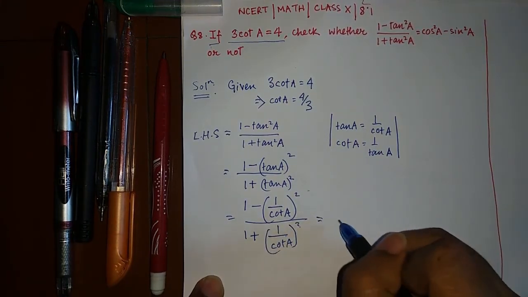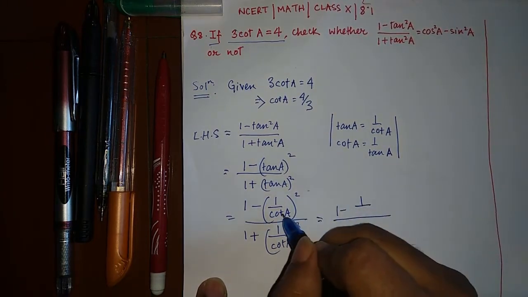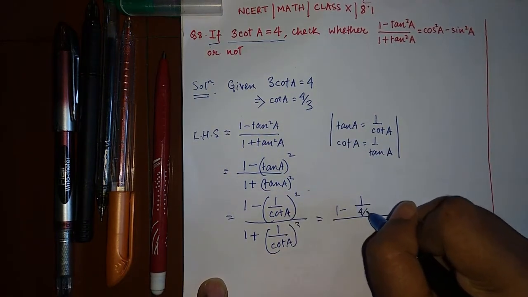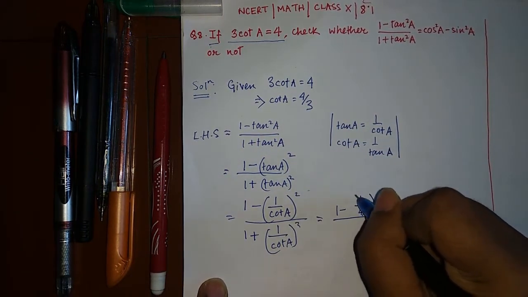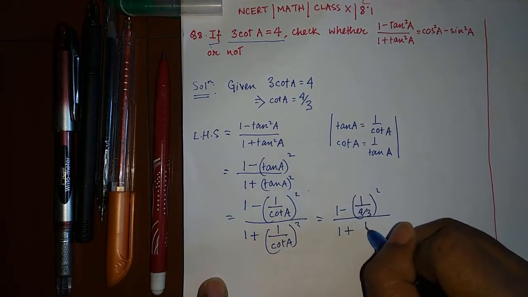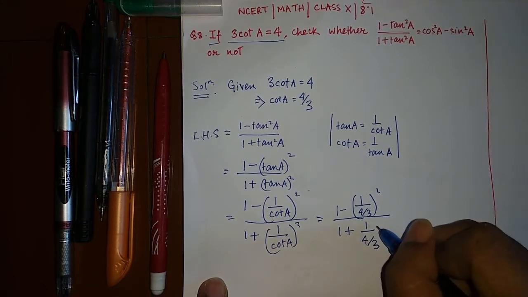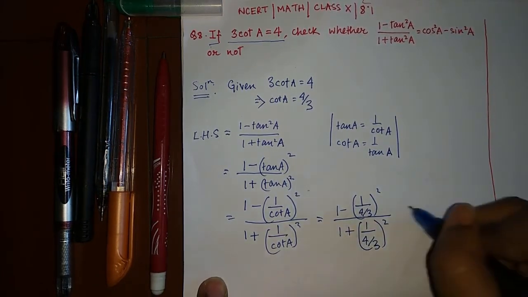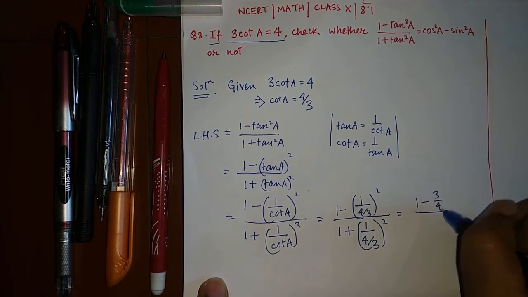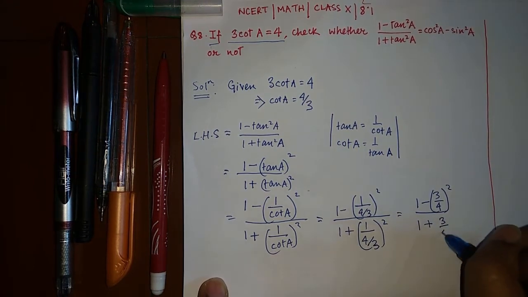Now you just need to plug in the values of cot A here. 1 minus 1 by, what is the value of cot A? It's 4 by 3. So (4 by 3) whole squared because of this. And similarly, do the same thing for the denominator, (4 by 3) whole square. Simplify this term. You'll get (1 minus (3 by 4) whole square) by (1 plus (3 by 4) whole square).